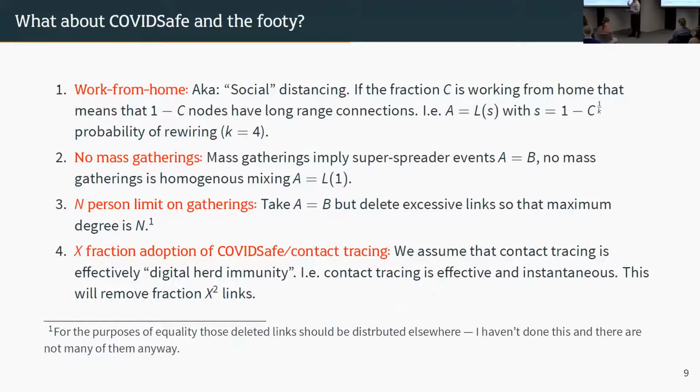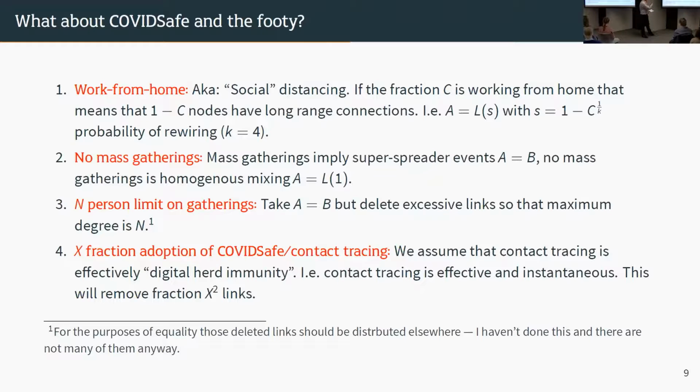So we can kind of make this more real by translating what people understand from what they see around them: working from home, no mass gatherings, limits on mass gatherings, some fraction of people adopting the COVID safe app. I did these calculations back when people actually used the COVID safe app. Who's actually using it now? I'm glad to see that, but I sometimes go for days with my little app on my phone, and it just pops up and says, you have contacted no one in the last, maybe that's just me.